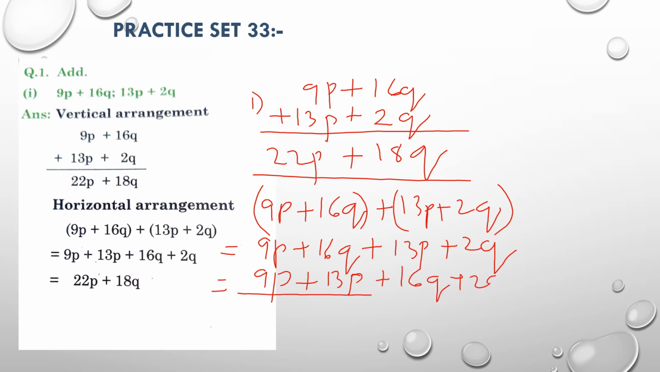Now 9 plus 13 is what? Now you have to add the coefficient. So first you have to add the coefficient. Now your coefficients are what? 9 and 13. 9 plus 13 is what? 22p plus 16 plus 2 is what? 18q. So this is your answer.